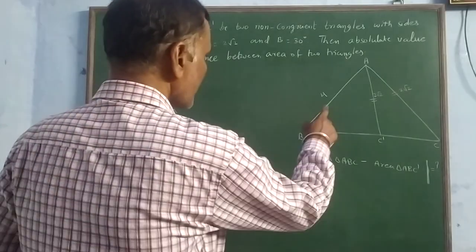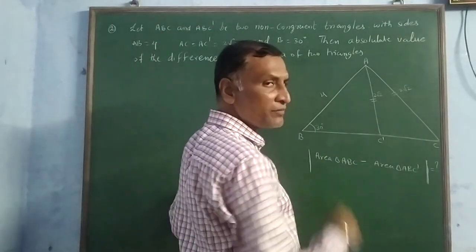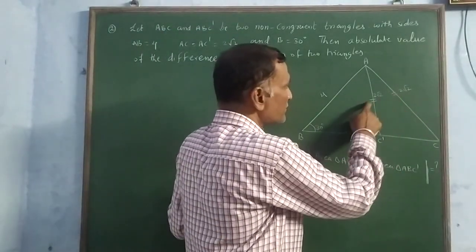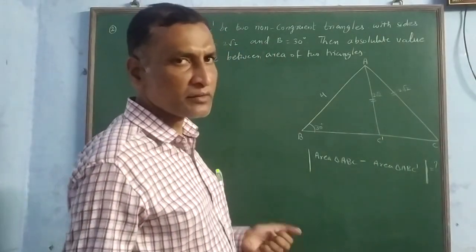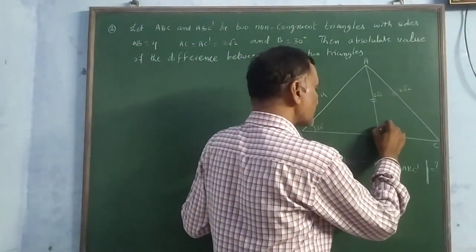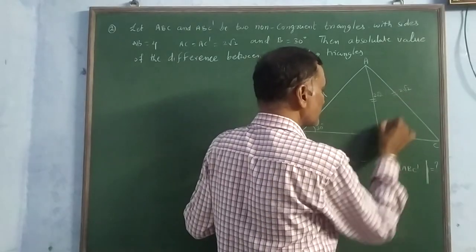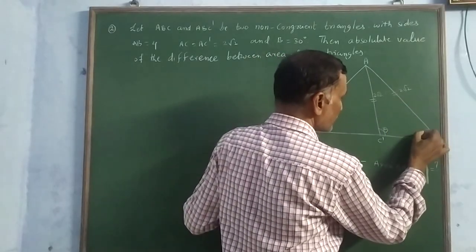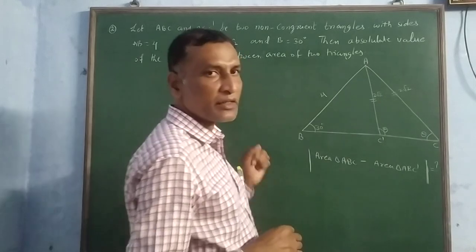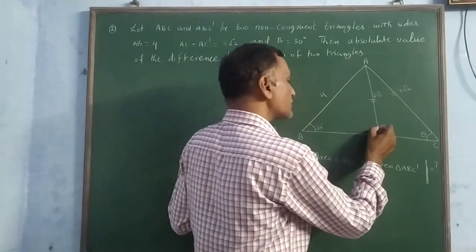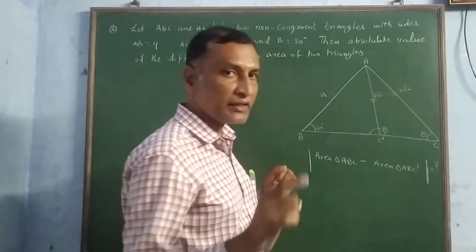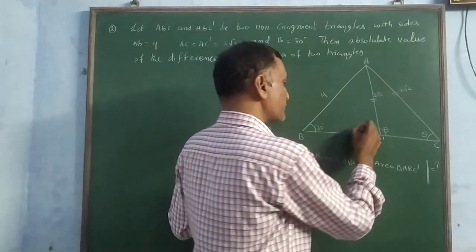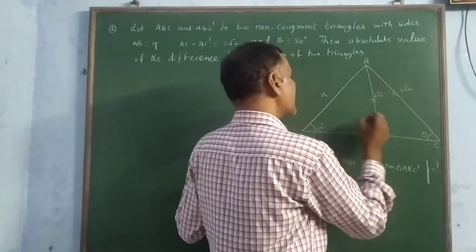Now, first of all we have to observe this one. These two sides are the same. Two sides are the same means two angles are also the same. So it is an isosceles triangle. This angle is theta, and this opposite angle is also theta. This angle, AC dash B, is pi minus theta. Why? Because of the linear pair of angles.